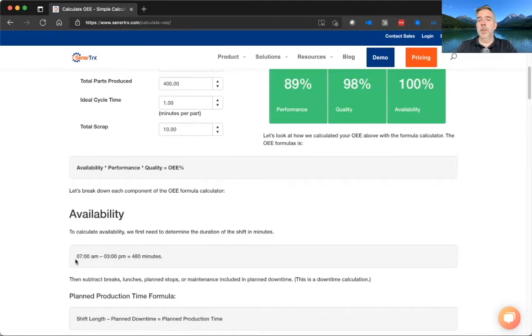We might build one of these for Excel too in another video. So if you want to build your own, if you don't want to buy our software and you want to use Excel, you can do that.